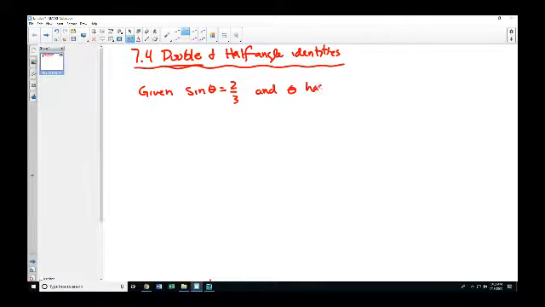Here's how it'll be phrased. And theta has its terminal side in the first quadrant. What that's telling you is that you're working in quadrant 1, which is nice because everything's positive. Right? Makes it easy.